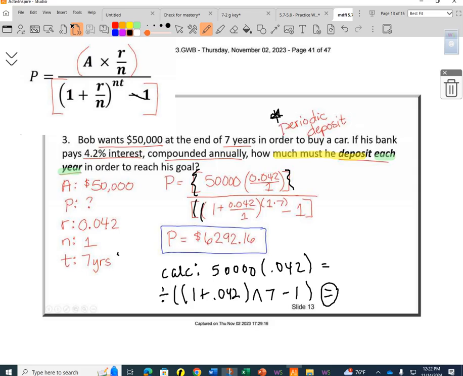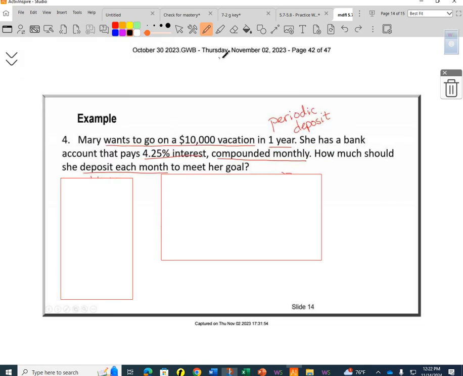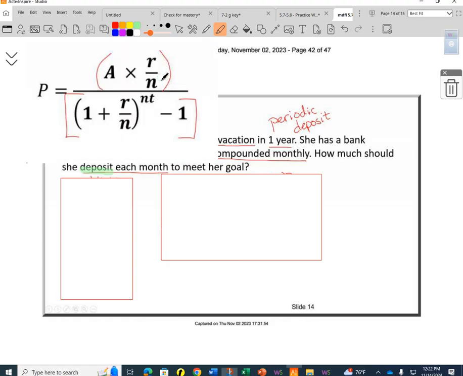It says Mary wants to go on a $10,000 vacation in 1 year. She has a bank account that pays 4.25% interest compounded monthly. How much should she deposit each month to meet her goal? So how do we know, when we're not specifically doing an assignment on this, which formula to use? Well, the fact that it says how much should she deposit. So if that deposit is unknown, that's how we know we're using one of these present value formulas, the ones that start with a P.